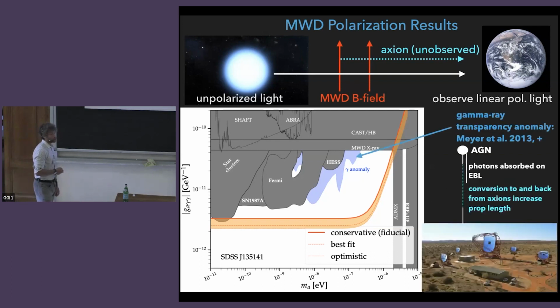So one interpretation is in the context of these gamma ray transparency anomalies, which we heard about yesterday. I'm not going to go through the explanation of these anomalies because, again, it was explained yesterday. But one immediate result of this work is to constrain, or I guess rule out, the axion as an interpretation of these anomalies.